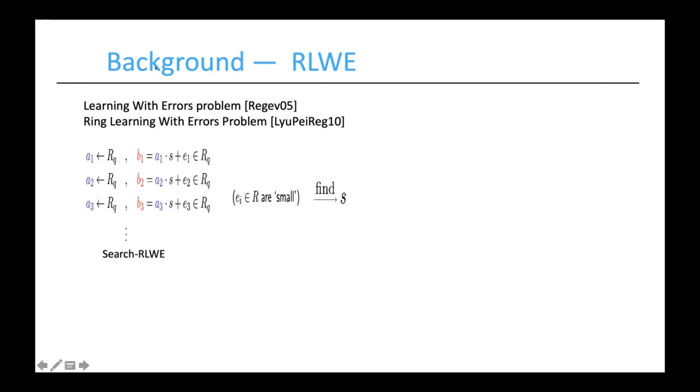This problem is like this: given ring elements a_i, and another b_i computed as a_i times a secret s plus e_i, where e_i is an error. The goal of this problem is to find the secret s, given a and b as many as one wants. If there were no error e, it's very straightforward to find s, because given b, we just invert a and multiply by b_i, and we get s. But adding this error e makes this problem very hard.